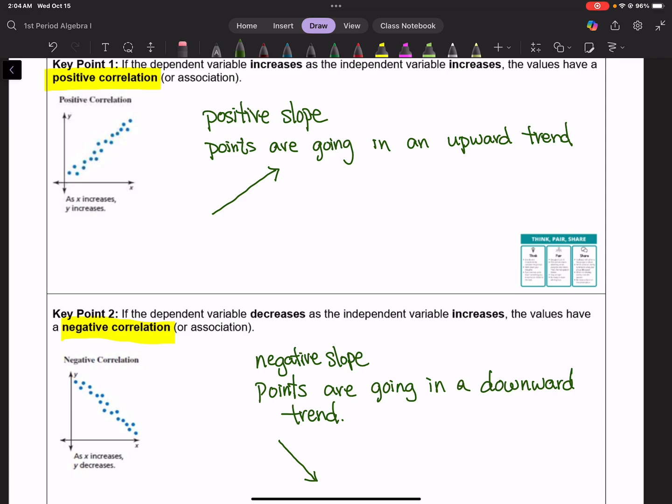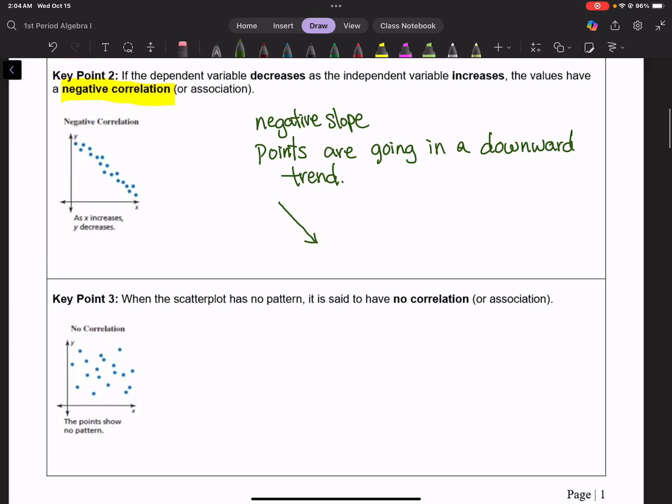Well, what happens when you don't have any correlation? Like these 2 things don't even belong together, right? That's when you will have no correlation. No correlation is when you don't see any patterns. There are no patterns happening. It's just like a random scatter plot. That would be no correlation. No correlation, no pattern.